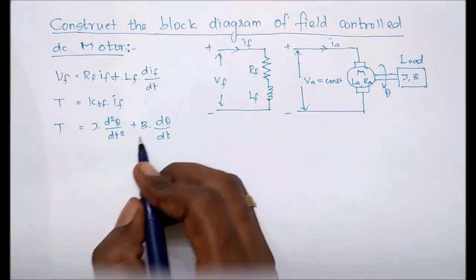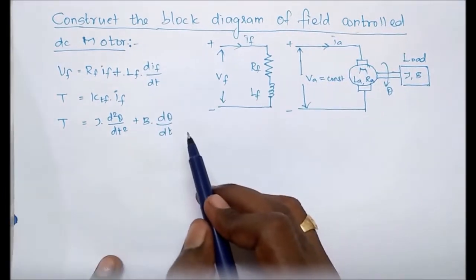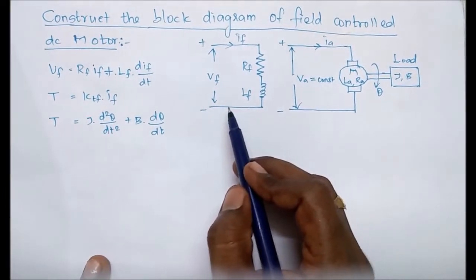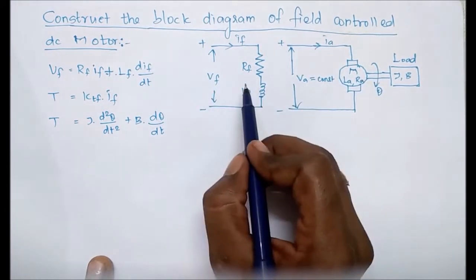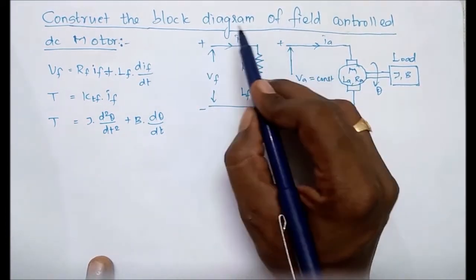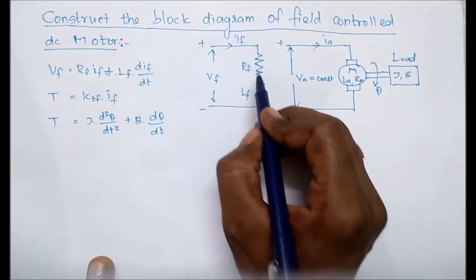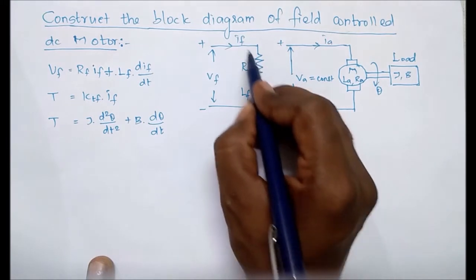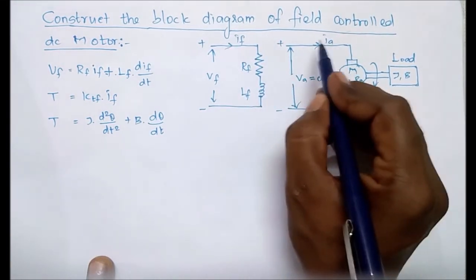In this video, we are going to construct the block diagram of a field controlled DC motor. So now we know this is the electrical circuit diagram of a DC motor. According to the concept, block diagram of a field controlled DC motor means we are going to control the field. This is the equivalent circuit diagram of the field. So this is the armature circuit.